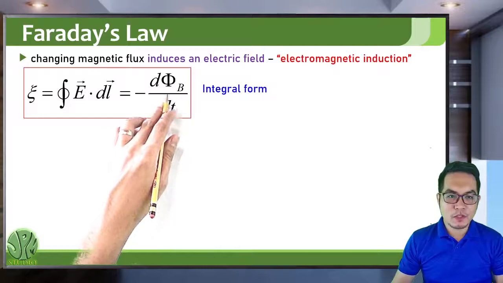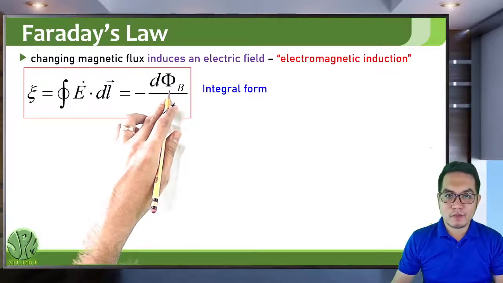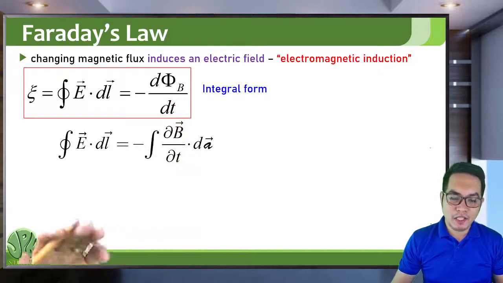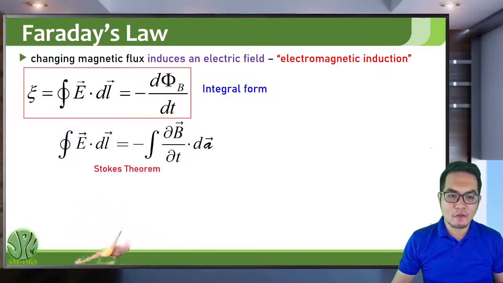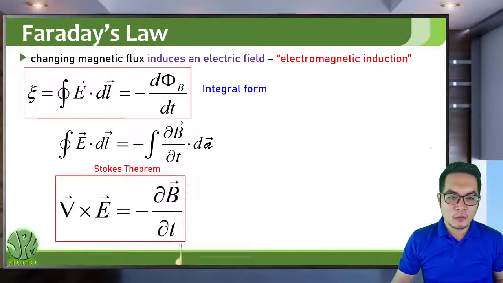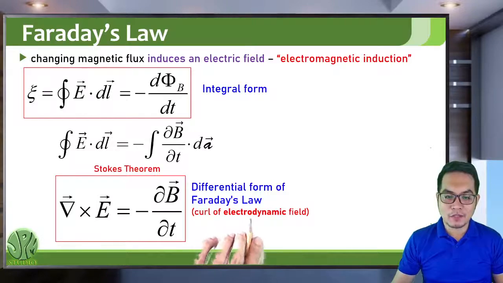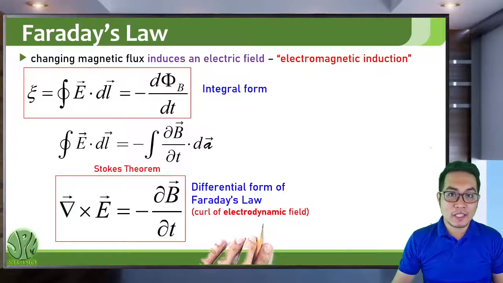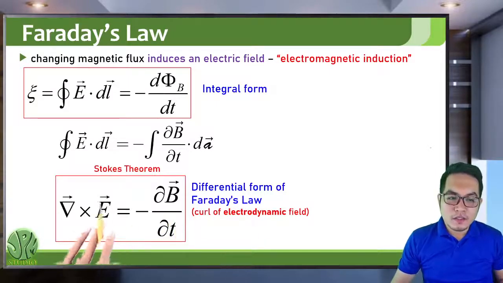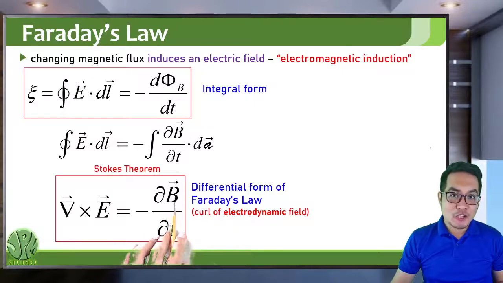Now, if we substitute the equation for flux, which is just B dot dA, we get this. And if we use Stokes' theorem, we get the differential form of Faraday's law, which describes the curl of an electrodynamic field. Take note, this is an electrodynamic field. The curl of an electrostatic field is 0. But if you now have an electrodynamic field, that field is actually caused by a changing magnetic flux, or in this case, a changing magnetic field.